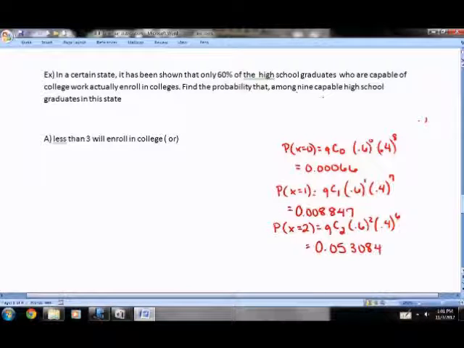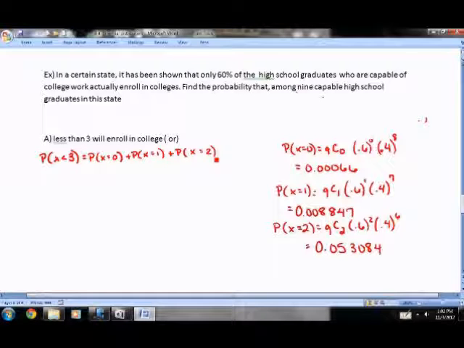Okay, so if you're talking about less than 3, that's a probability that x is going to be less than 3. Well, in this particular situation, especially with binomial probabilities, you can't have less than. You have to break it up. So the less than 3 is the same thing as saying the probability that 0 people enroll in college, plus the probability that 1 person will enroll, plus the probability that 2 people will enroll. That's less than 3 because you could have the probability of 0 or the probability of 1 or the probability of 2, and "or" means to add them all together.